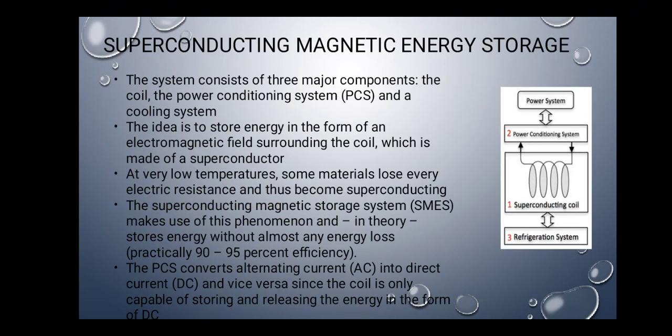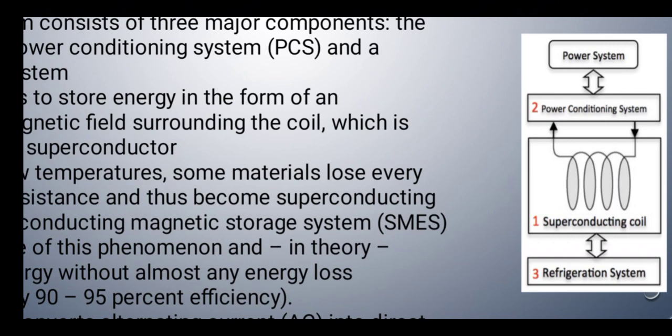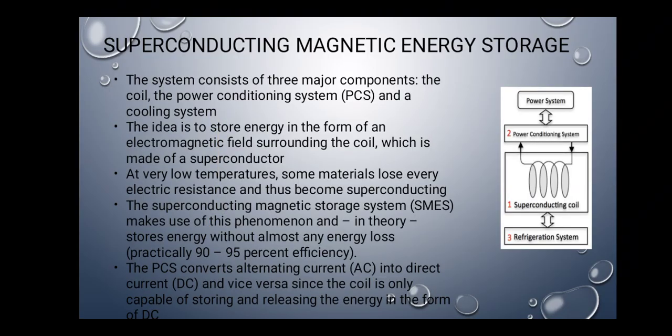Superconducting magnetic energy storage. The system consists of three major components: the coil, the power conditioning system, and a cooling system. We are talking about the superconducting magnetic energy storage. You can see here there are four different regions: the power system, power conditioning system, superconducting coil, and refrigeration system.